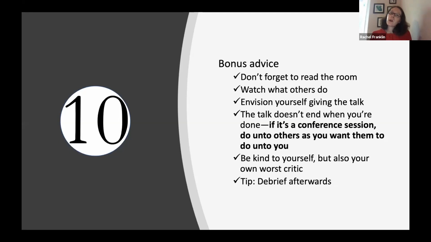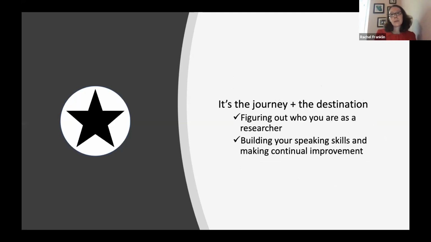And then this is, if there's a number 2 takeaway, it's that the talk doesn't end when you're done, and especially for conference sessions, always be thinking that you need to be the audience member that you would hope to have, right? And as a tip, I would say at the end, debrief. Debrief with friends who were in the audience with you, but also to yourself. Be your worst critic, but also your greatest friend. Think about what went wrong and what you want to do better next time, right?